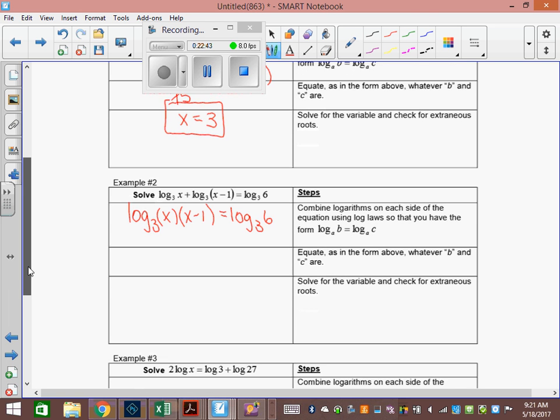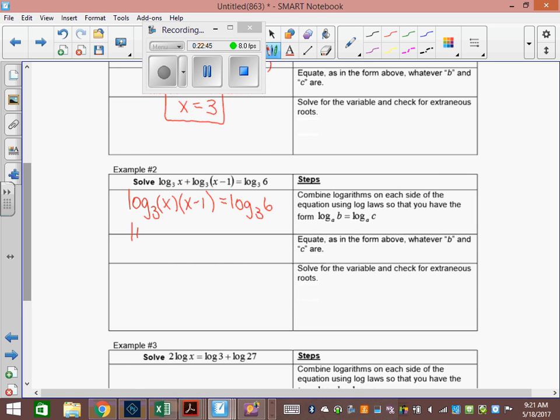Okay. So we get log base 3 of x squared minus x equals log base 3 of 6. Correct? If this is true, this something in brackets has to be the same as that something in brackets, correct? If that statement is true, they have to be equal. So now my next step is to just make them equal.